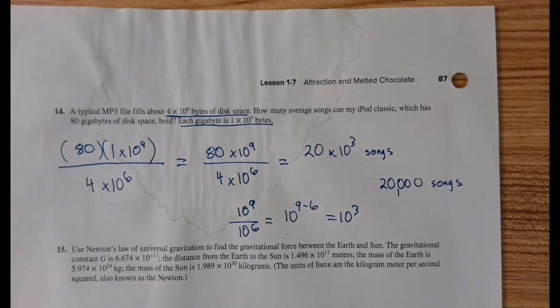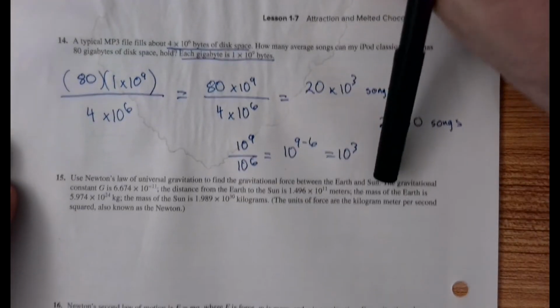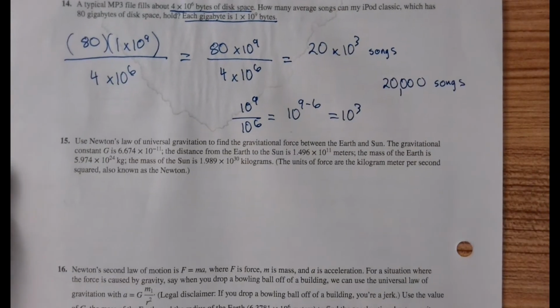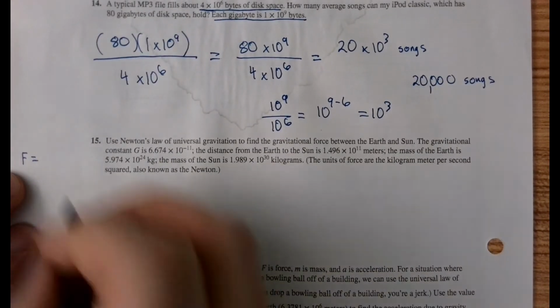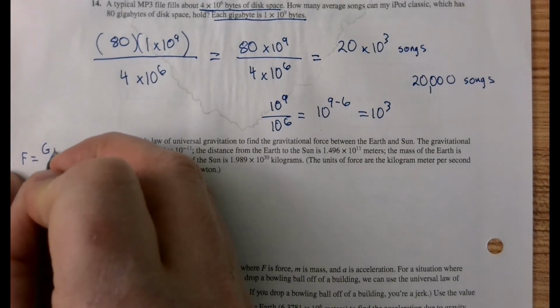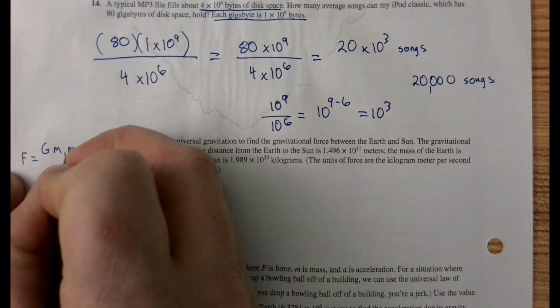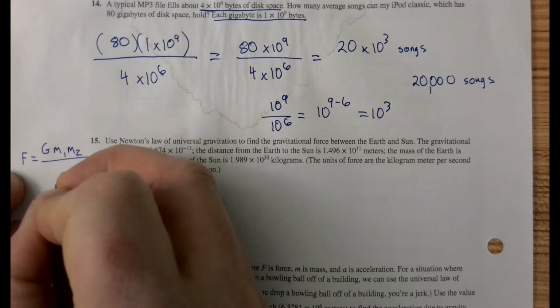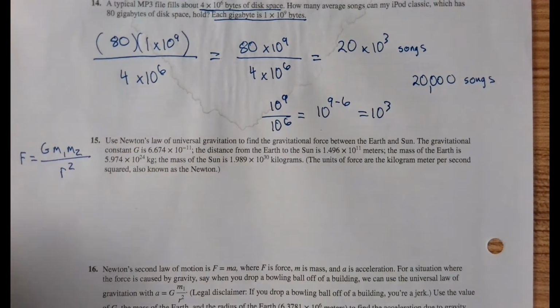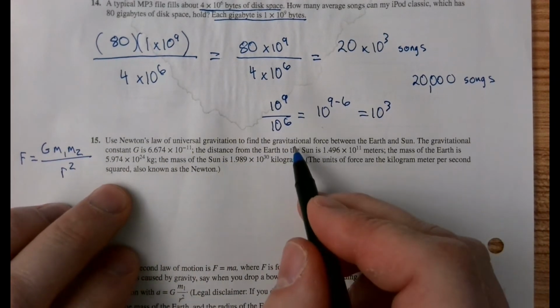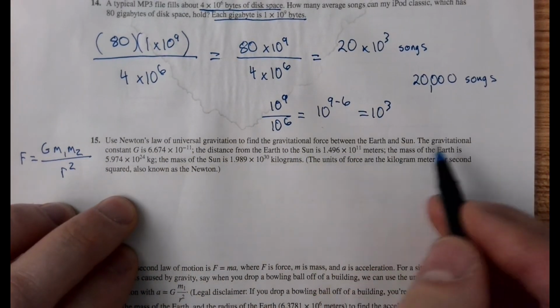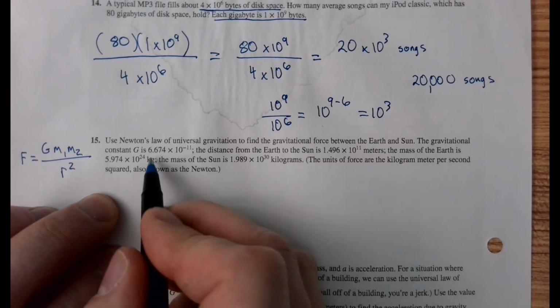Okay, well, let's now look at Newton's law of universal gravitation. Just as a reminder, this formula is the force equals the gravitational constant times the mass of the first object times the mass of the second object divided by the radius squared. In other words, the distance between the two. So we're going to use Newton's law of universal gravitation to find the gravitational force between the Earth and the Sun. All right, so we're given everything here.